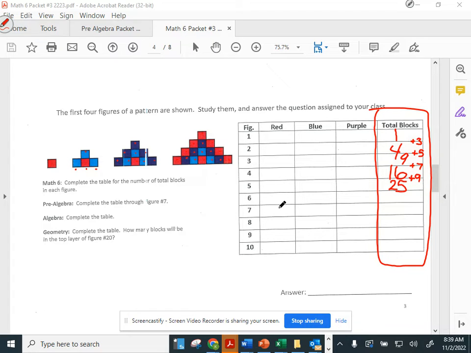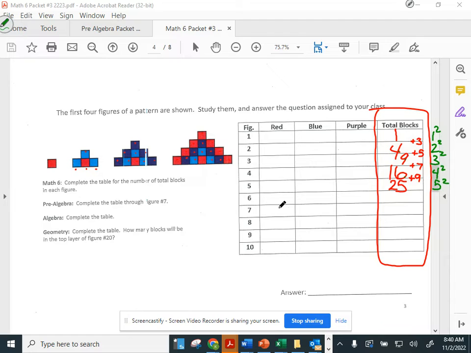Another way we can look at this, some of us are starting to understand about our perfect squares. Remember, when we square a number, we're multiplying it by itself. So 1 squared is 1 times 1, which is 1. 2 squared is 2 times 2, which is 4. 3 squared is 3 times 3, which is 9. 4 squared is 4 times 4, which is 16. 5 squared is 5 times 5, which is 25.